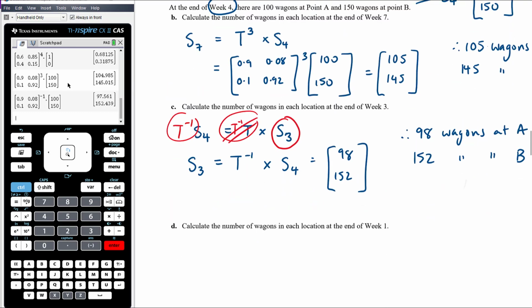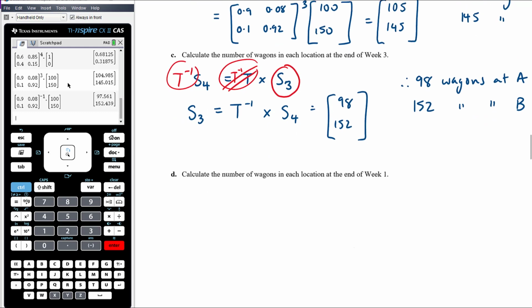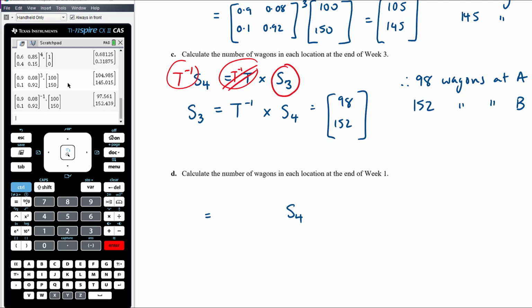Calculate the number of wagons in each location at the end of week 1. So again, we want to think relative to week 4. Let's think about the logic we used here. We know about stage 4, that's the initial state we've been given. We want to get to stage 1. How many transitions is that? Well, that's going back by 3 transitions. What we will find is if we do T to the power of -3, which is essentially multiplying by the inverse matrix 3 times, we're going to get the matrix that we want.